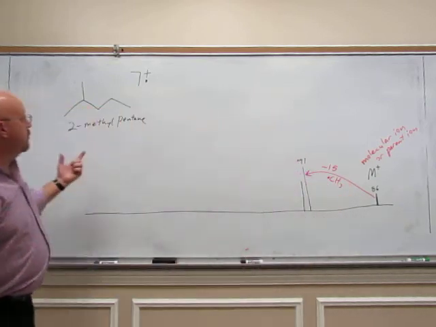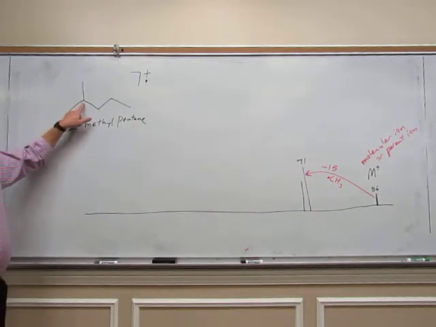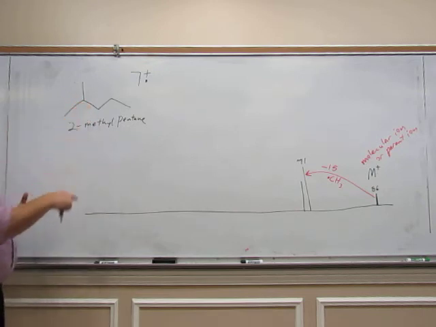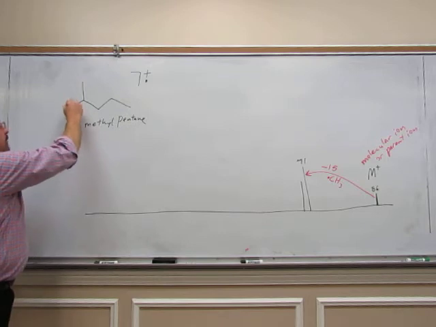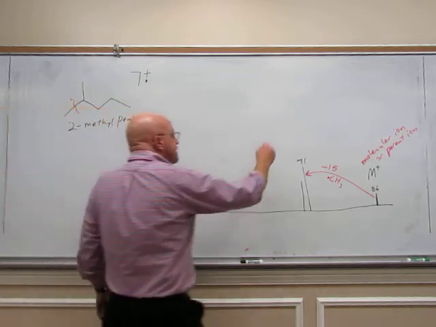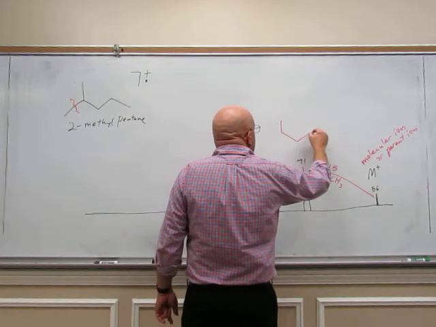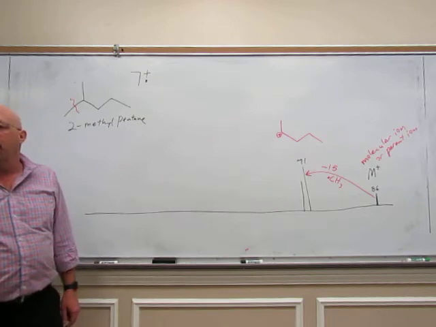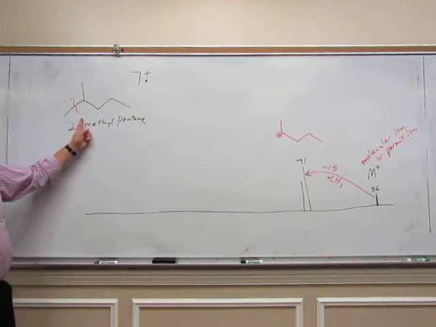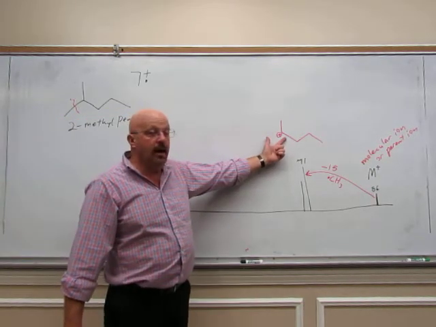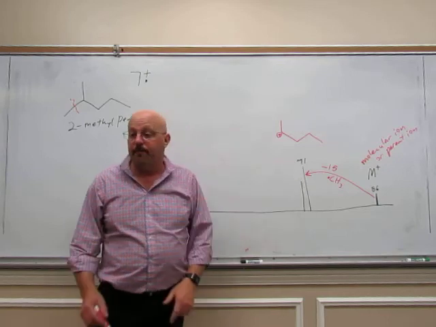Now, does that make sense with our structure? If we break at the branching point, our rule said to break at a branching point. If you break off a methyl and lose that, then the rest of that would be the peak at 71. That cation is the peak at 71. It broke right here according to our rules. We lost the methyl radical, and that gives us this cation, and that's the peak at 71.